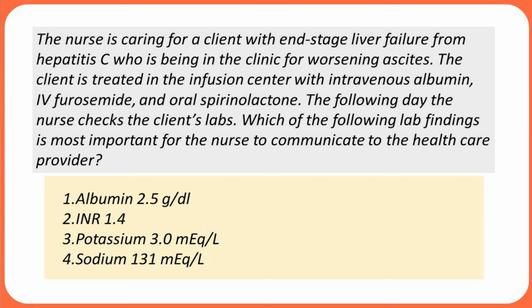We'll see the options. Option 1, albumin 2.5. Option 2, INR 1.4. Option 3, potassium 3. Option 4, sodium 131 milliequivalents per liter. So what do you think? Which is the most important blood value that should be immediately informed to the healthcare provider?